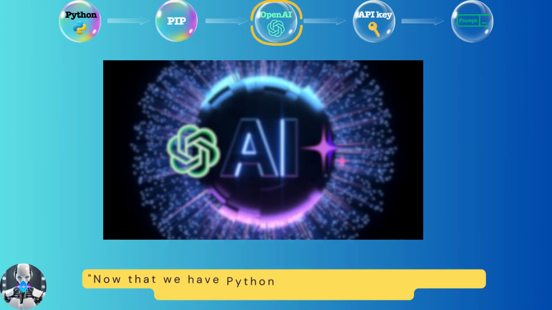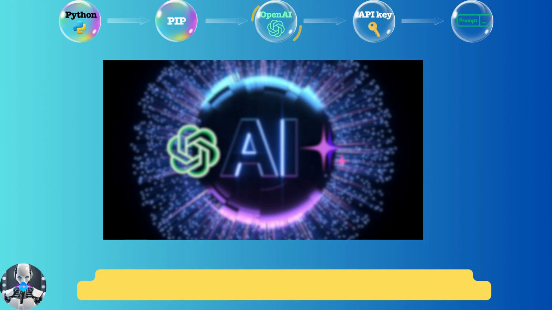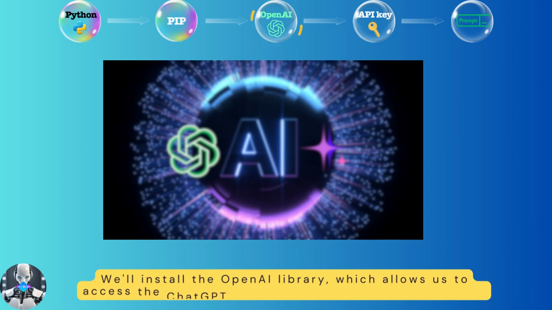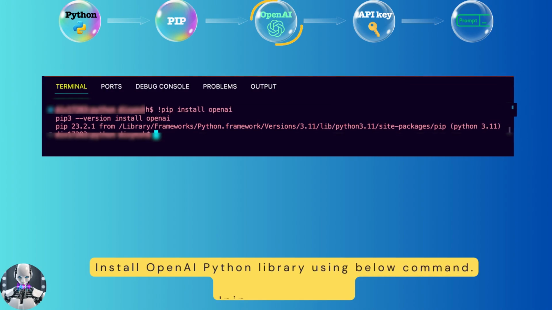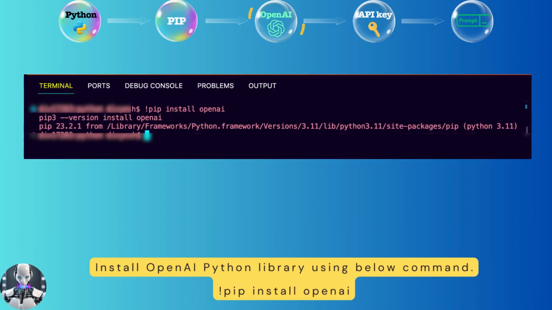Now that we have Python and PIP in place, let's move on to Step 3, OpenAI installation. In Step 3, we'll install the OpenAI library, which allows us to access the ChatGPT API. It's a breeze, just follow along. Install the OpenAI Python library using the command mentioned on the screen. Also available in the description.